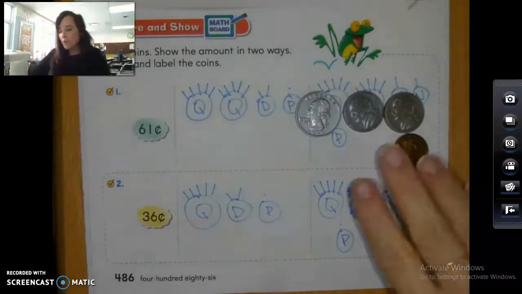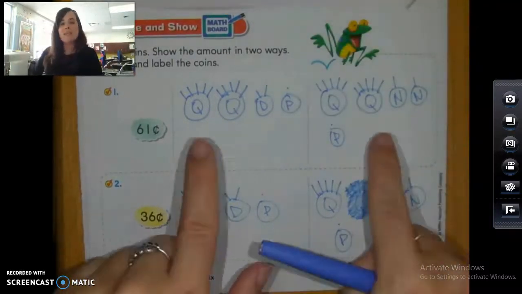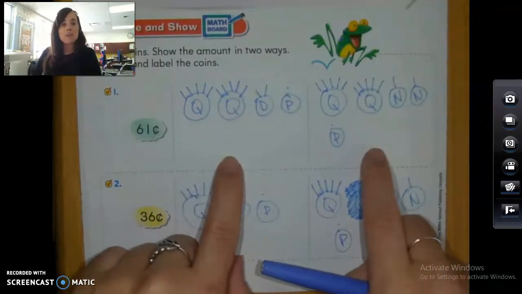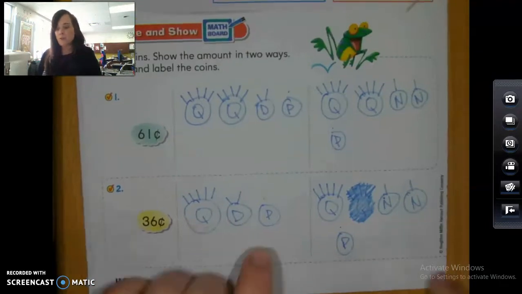So in both of these scenarios, right, we have 2 different ways to show the same amount of money. So both of these equal 61 cents, and both of these equal 36 cents. Okay.